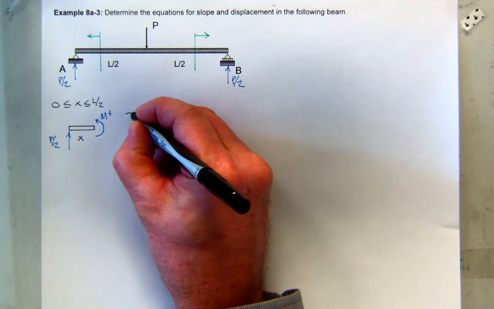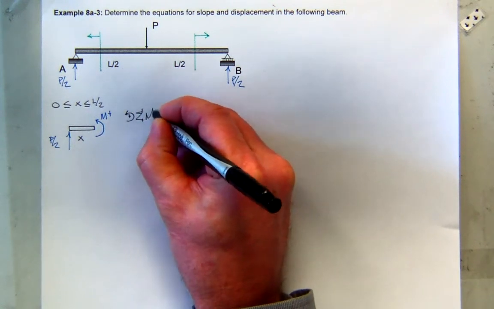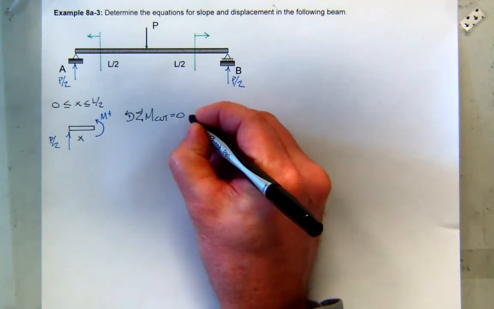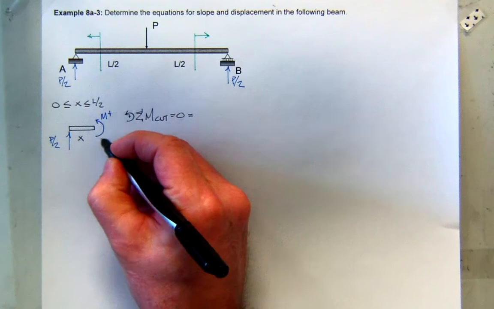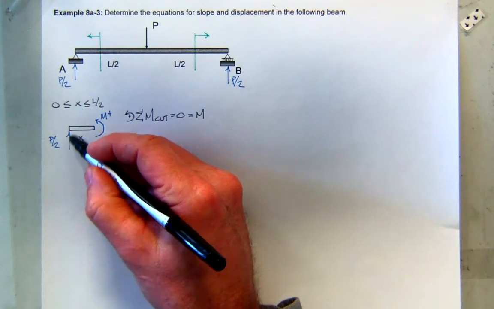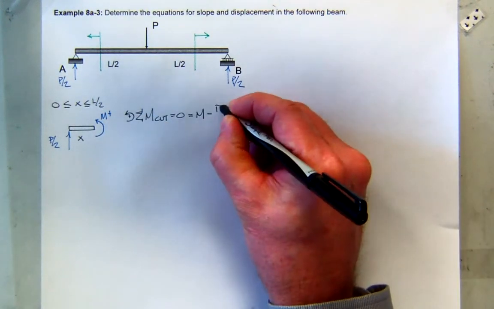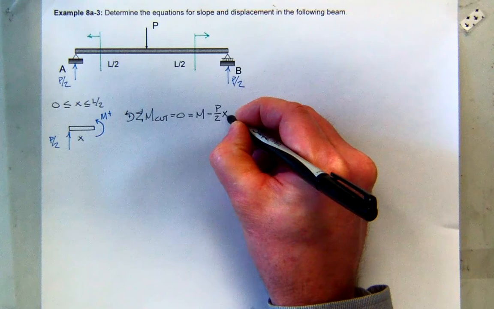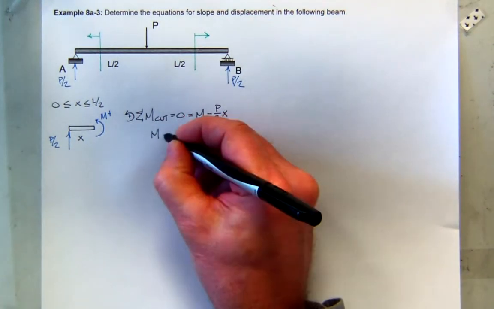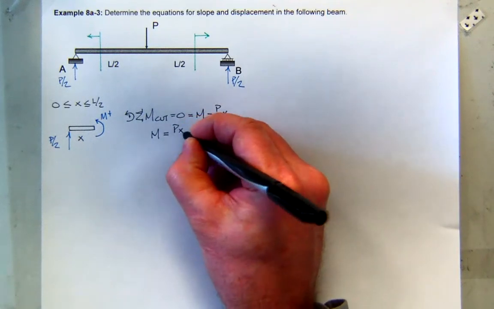Let's see what happens. So if I, again, sum my moments using right-hand rule for my sign convention, and I'll sum them about that cut surface, make sure it's in equilibrium. And what do I have? Well, I have the internal moment, and that's positive. And I have my reaction moment, which creates negative moment about the cut. So that would be minus P over 2 is the force, and at a distance x. So it's pretty easy to see that this moment is going to be Px over 2.